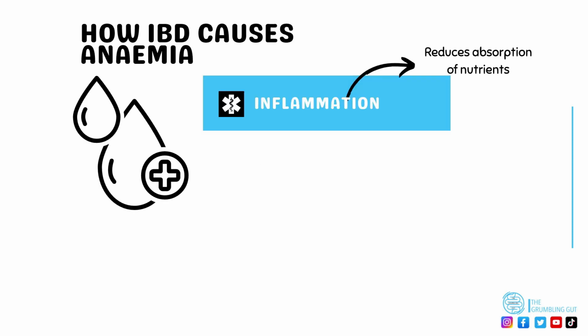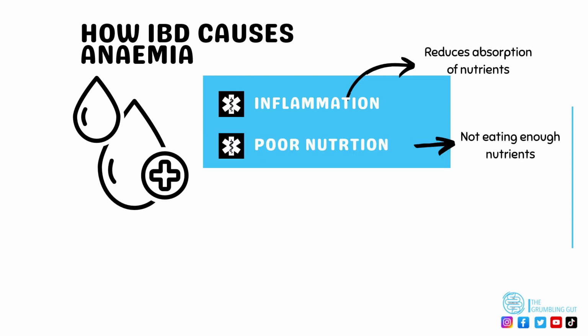impairing the ability to absorb iron and other essential nutrients, causing there to be low levels. Not getting enough iron and other nutrients from the diet due to avoiding certain foods. This, in combination with intestinal inflammation, can contribute to iron, vitamin B12, and other nutritional deficiencies.